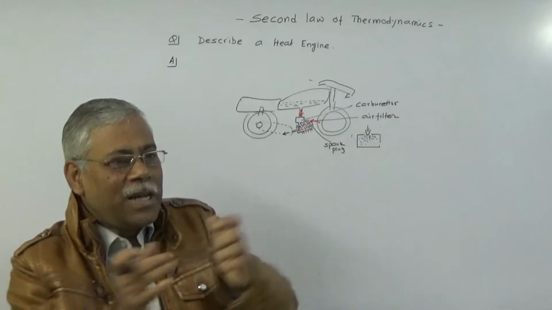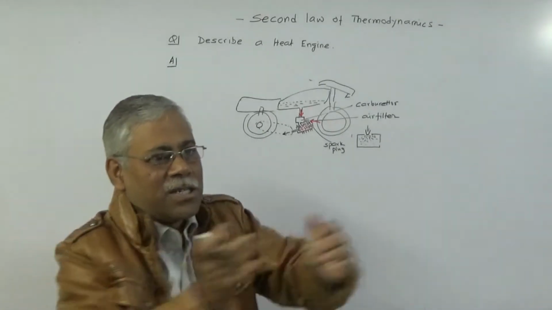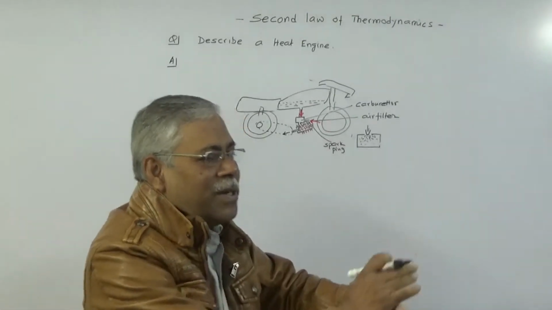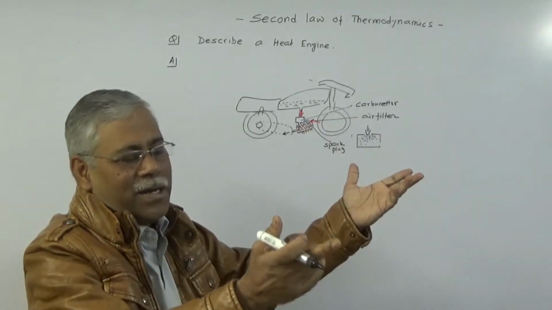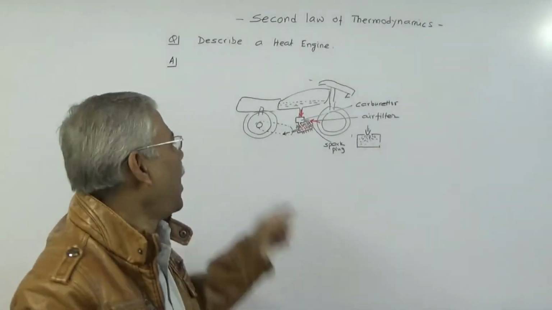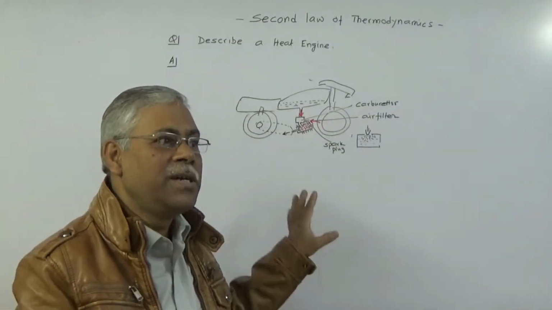Okay, so again the piston has gone backward. Again, due to inertia of the system, the piston will move forward. As it moves forward, again it will compress. Again there will be an ignition. So this process will go on, and the wheel will go on rotating. This is a heat engine.